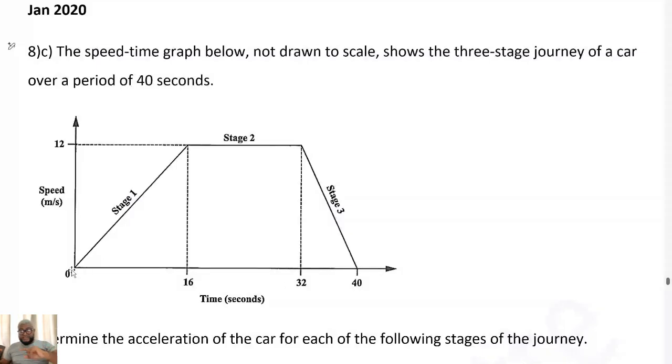So let's analyze something. You see this x-axis here? Let me write it in. This is your x-axis. Your x-axis represents time in seconds. This is your y-axis here. Your y-axis represents your speed in meters per second. So let me ask some questions.